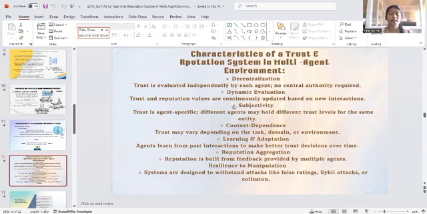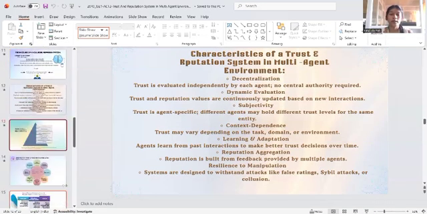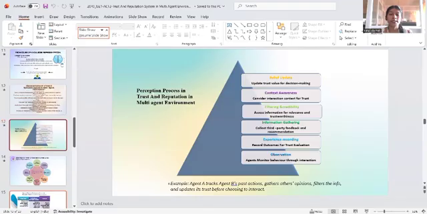Resilience to manipulation. The last technique is resilience to manipulation. Systems are designed to withstand attacks, such as false ratings, Sybil attacks, or collusion. Next, the perception process in a trust and reputation system in a multi-agent environment.